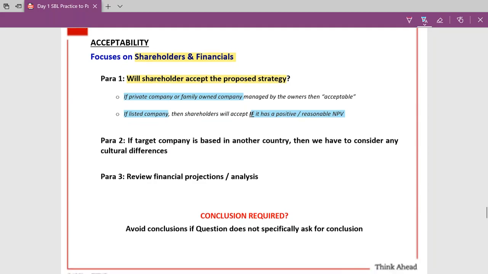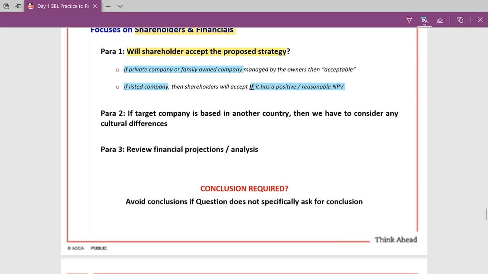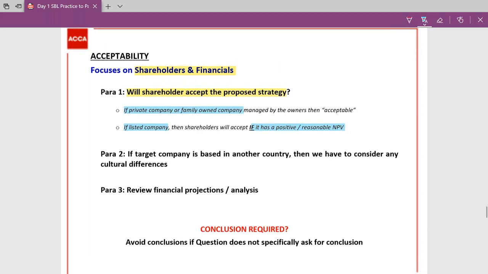The second paragraph is, if the target company is based in another country, then we have to consider any cultural differences. So you just need to write one sentence that the company needs to consider any cultural differences. I will show you when we will draft. And the last para will review the financial projections and analysis. So obviously, you will be given some financial projections in the exhibits regarding the proposed acquisition, and you are expected to review the projections and make some comments about the financial aspects of the proposed strategy.